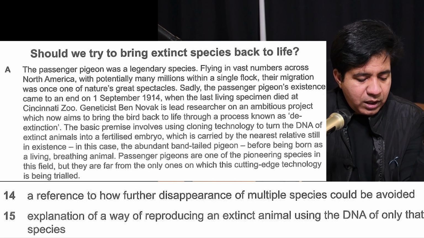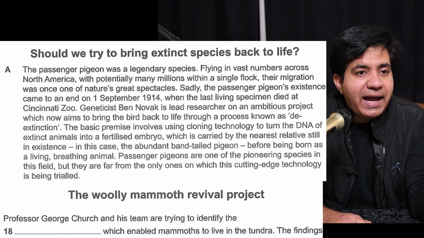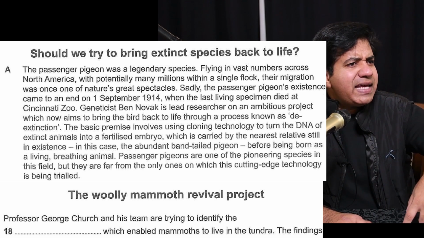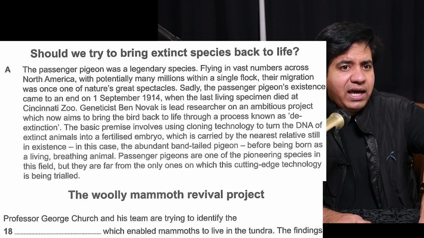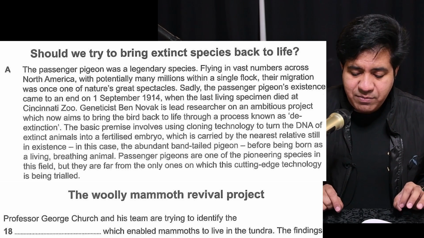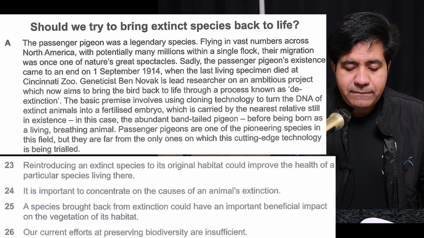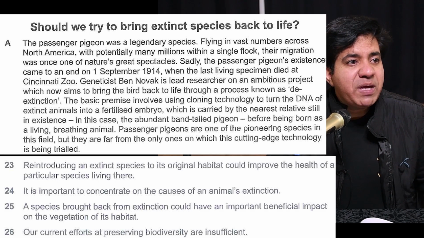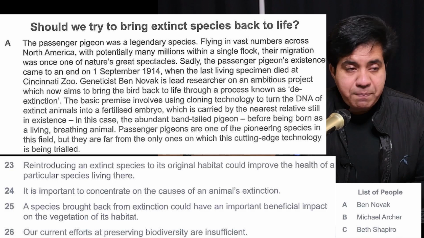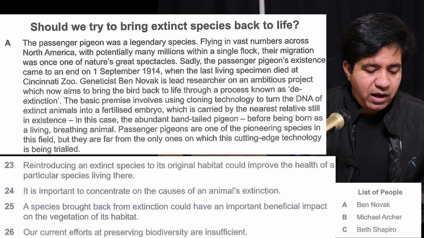For example, questions 18 to 22, the Woolly Mammoth Revival Project, underline that. So, wherever you find information in the passage about the Woolly Mammoth Revival Project, it's an animal that looks like an elephant. Okay, an extinct animal that looks like an elephant. So, wherever you find this, you should underline it so that you could do that at the same time as well. After that, please come to questions 23 to 26. And you can see it's matching list of people. So, come to the list of people: Ben Novick, Michael Archer, Beth Shapiro. Wherever you find these words, you must underline them as well, because we've got this matching question also.